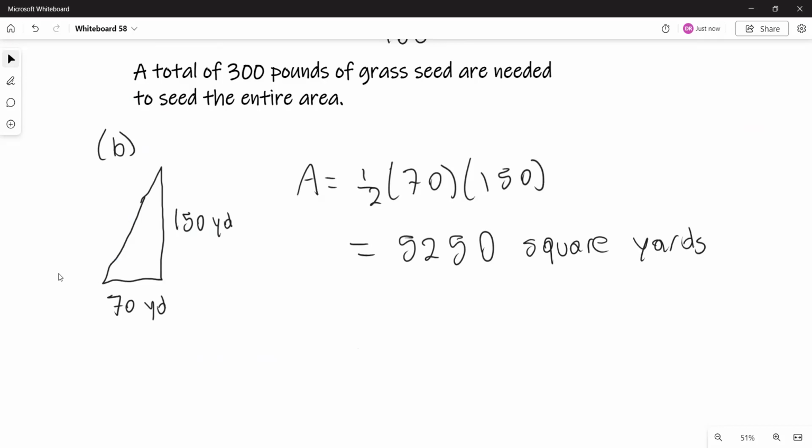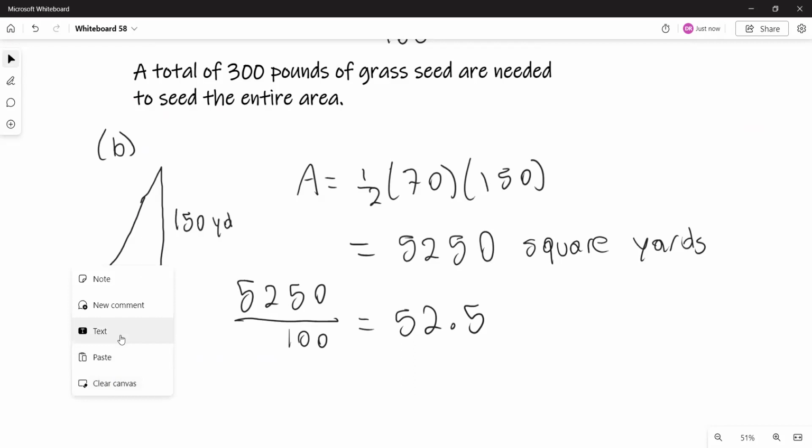So if we want to find the amount of grass seed, we need to divide this by 100. Okay, so let's divide this by 100. That's going to be 52 and a half. And a total of 52 and a half pounds of grass seed are needed to seed the triangular area.